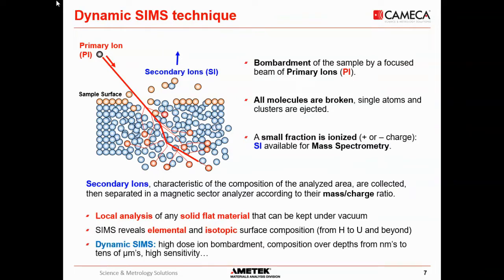Dynamic SIMS is a destructive technique by its nature. We are sputtering the sample using high-dose ion bombardment, and we get information, elemental and isotopic, from a depth range which can vary from a few nanometers to tens of micrometers. It is also known for its very high sensitivity.